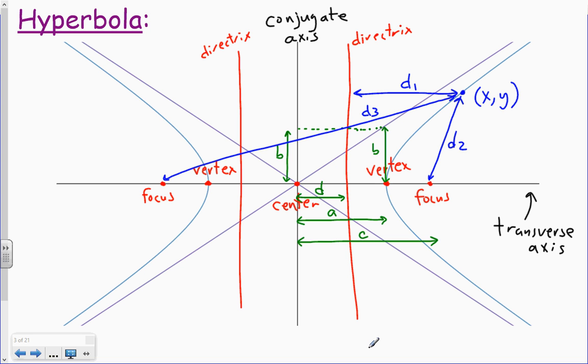So again, if you look at the information on your packet there, it's got all these different variables in there. This is what they're referring to, these distances here. Again, D1, D2, and D3 will change as you move that point x, y, but there's some nice relationships between those. The values of A, B, C, and D are defined once you have your conic, though. Those don't change. That right there is the sketch of a hyperbola with all of its parts clearly labeled.